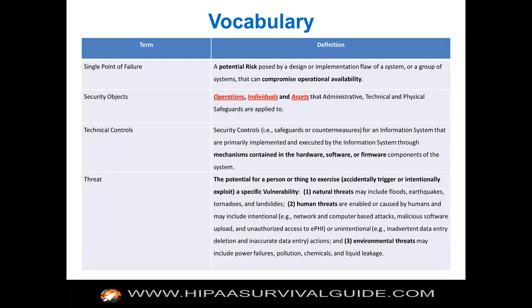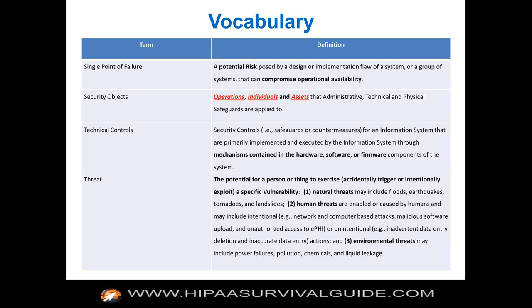What's a single point of failure? Well, it's a potential risk posed by a design or implementation flaw of a system or a group of systems that can compromise operational availability. For example, if you don't have a redundant connection to the internet and your internet goes down and your EHR is hosted on the cloud and your data is hosted on the cloud, well, you're down. You don't have any other way, Wi-Fi, a card that can get you access. Those are some of the things that you would want to look at in a risk assessment: to eliminate any single points of failure.